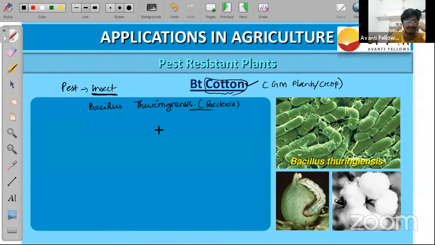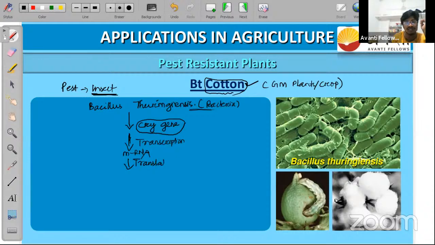Bacillus thuringiensis is a bacterium that has a gene called cry gene. This cry gene undergoes transcription and produces mRNA, and after mRNA production it undergoes translation. This is the normal process.